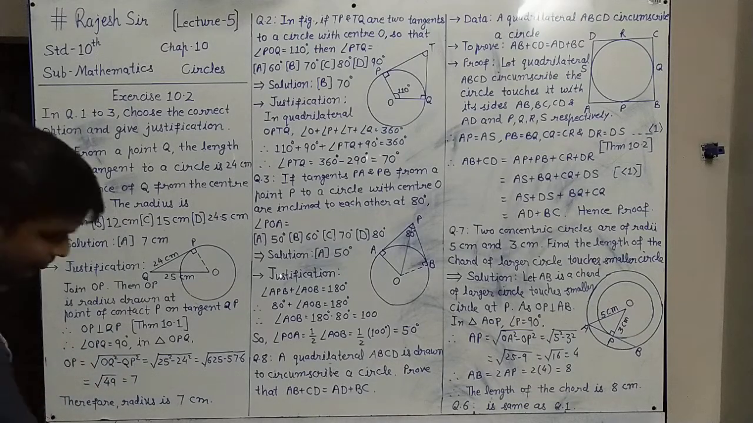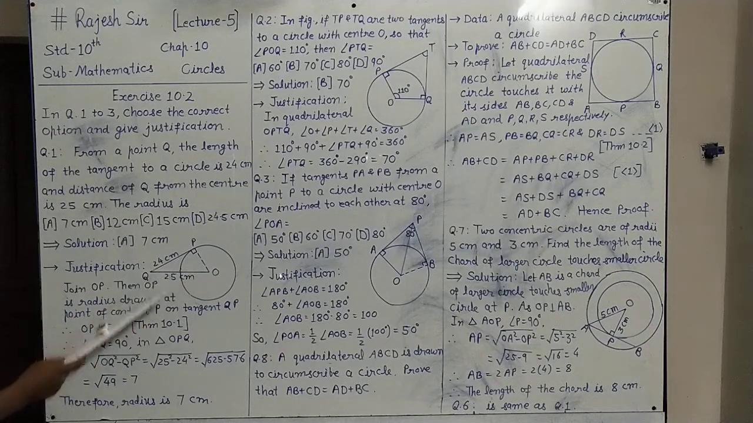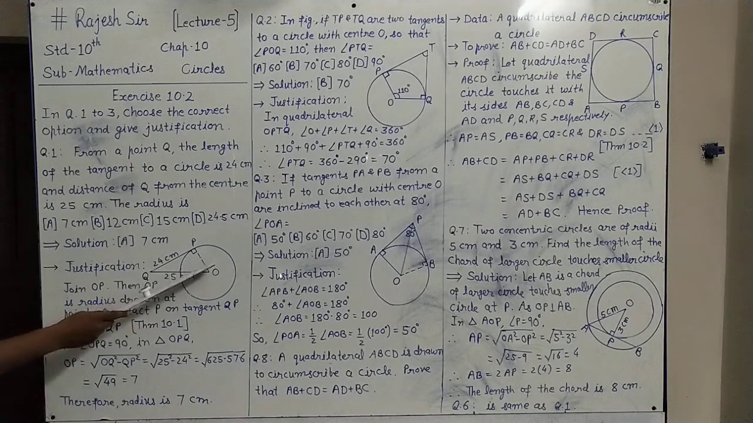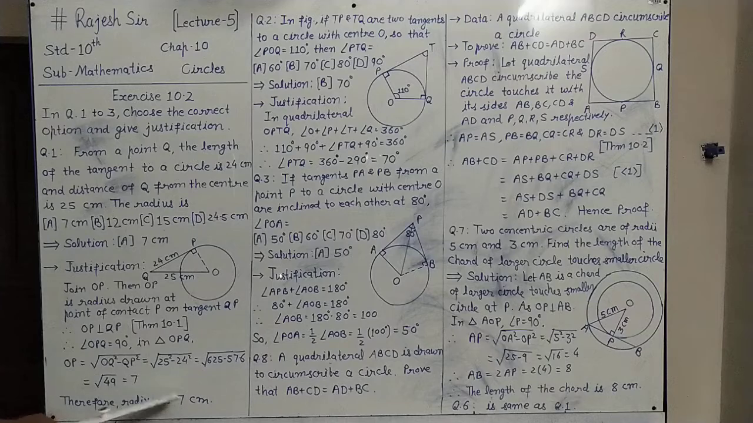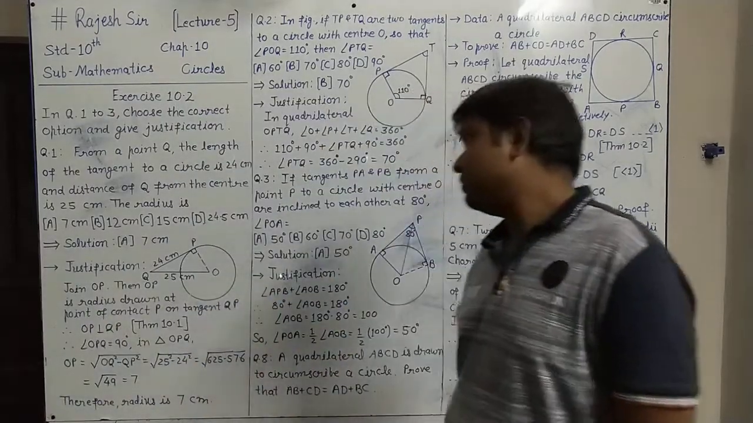Then place the values. OQ is 25, squared, minus QP is 24, squared: 25 square is 625, minus 24 square is 576. Subtracting 625 minus 576, we get root of 49, and the root of 49 is 7. This OP shows the radius, therefore the radius is 7 cm, option A. This way we have got the answer to question number 1.